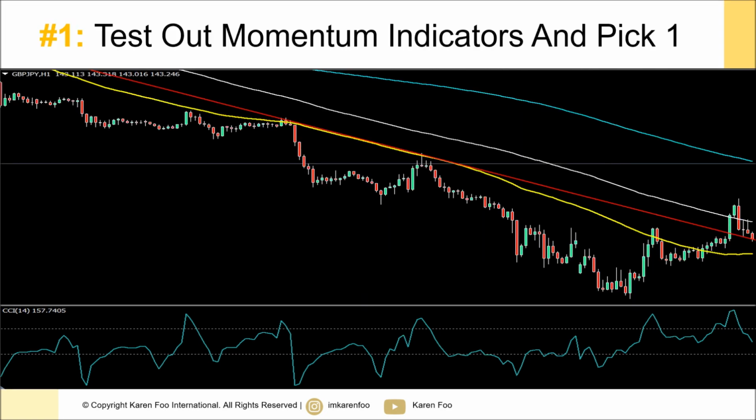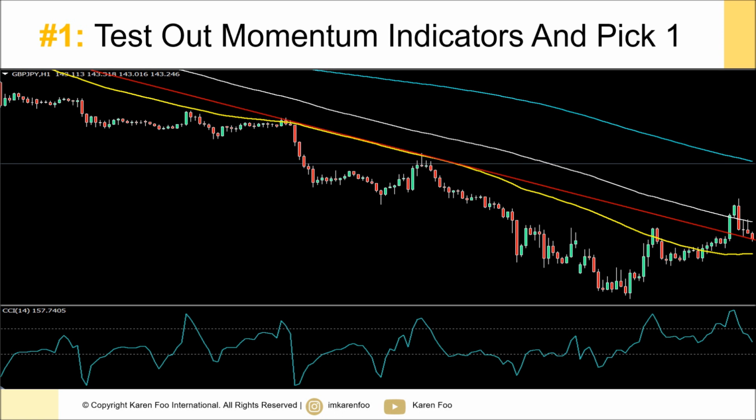First thing first, test out the different momentum indicators that I've taught you and then pick one. Okay, just pick one. Use whichever is suitable for you, whichever you're more comfortable with. Personally, I feel comfortable with CCI. There's no hard and fast way to explain why I am comfortable with that. It just fits my personality, that's it. It just fits my style of trading, okay?